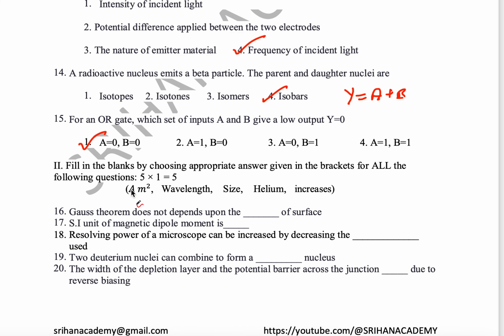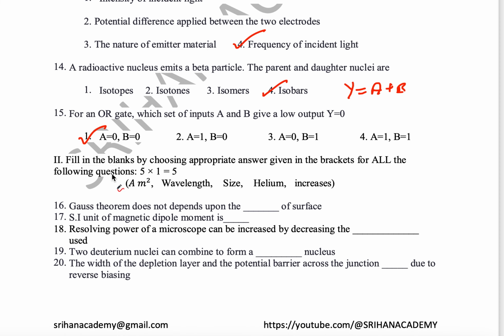And the next, students, there are 5 fill in the blanks. The first one: the Gauss theorem does not depend upon the dash of the surface. So we can take the size or shape of the surface. The SI unit of magnetic dipole moment is the ampere meter square. And the resolving power of a microscope can be increased by decreasing the dash used. Decreasing dash used means wavelength.